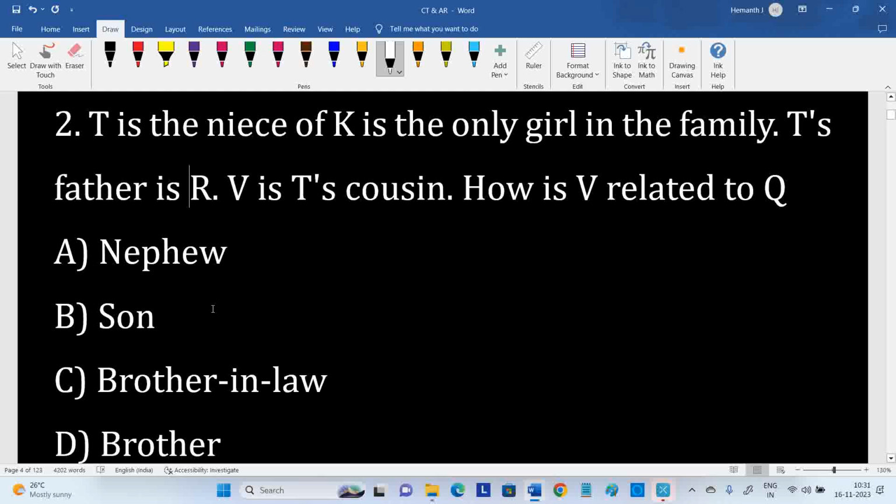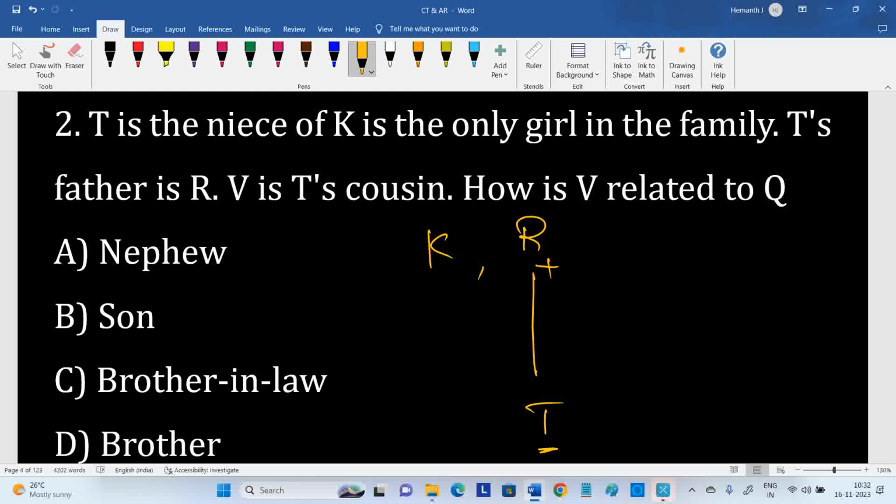Now T is the niece of K. Niece means your brother's or sister's daughter, or your brother-in-law's or sister-in-law's daughter. T is niece of K, so K has a brother or sister whose daughter is T. The only girl in the family is T only. T's father is R.